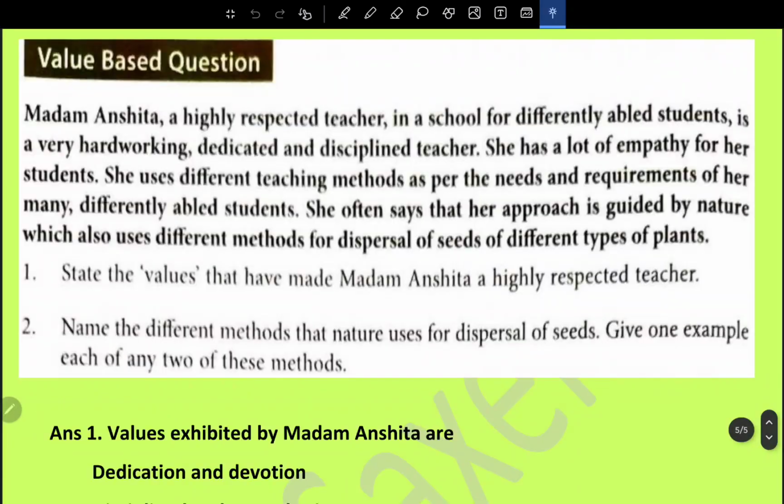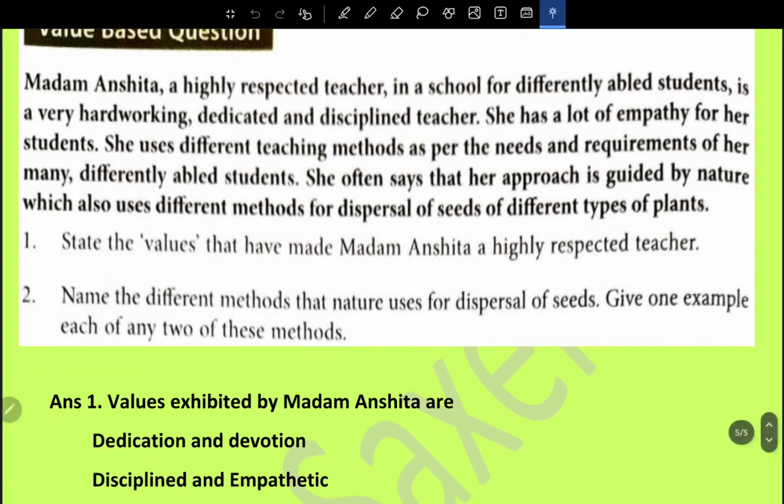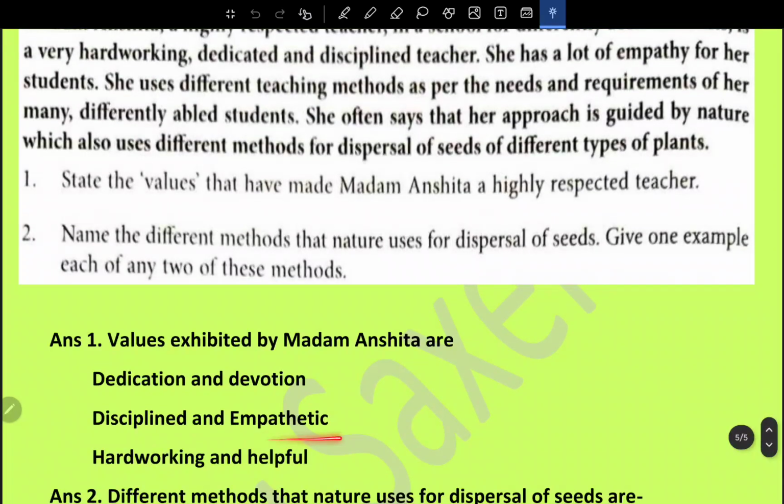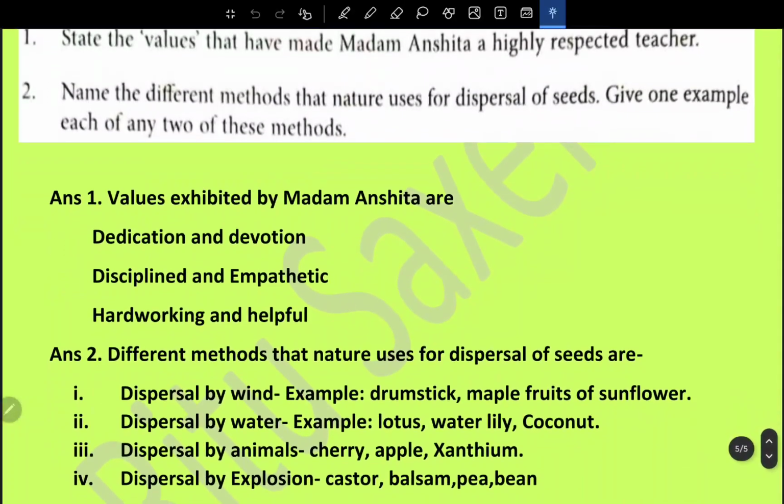And this is a value-based question. Values exhibited by Madam Anshita R: dedication and devotion, discipline and empathy, hardworking and helpful.